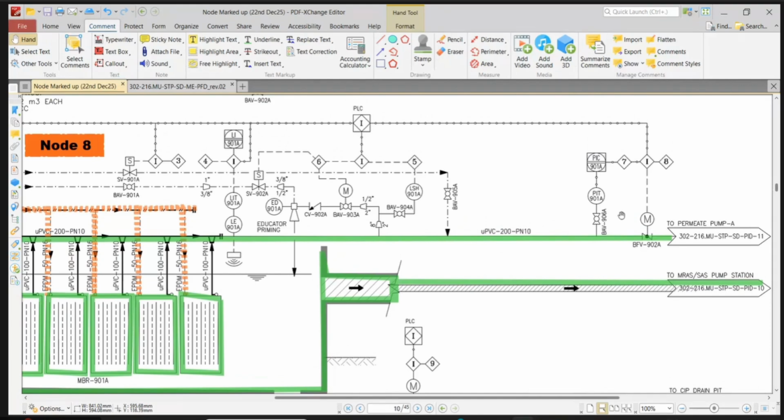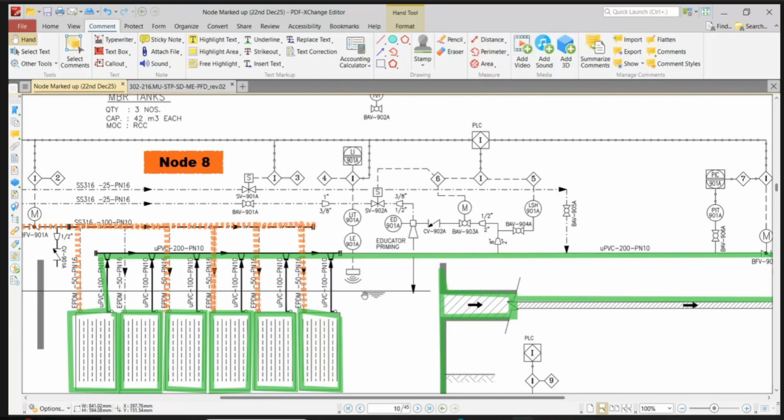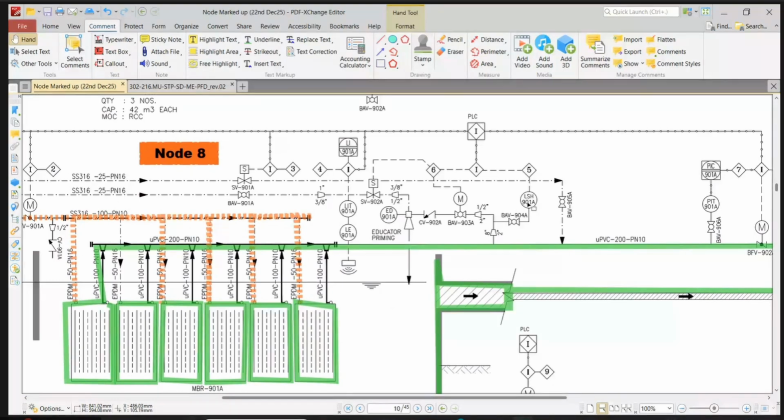Okay, so then can I consider this PIT? Yeah, you can consider. And what about the level going down? From the suction from there. So it's coming, this membrane should not be exposed.